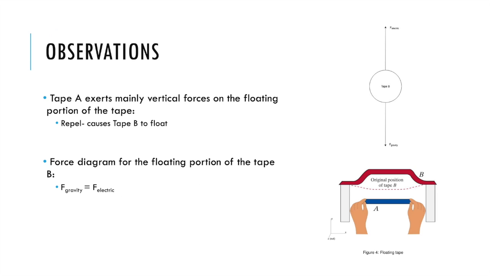As well, we know that tape A exerts mainly a vertical force on the floating portion of the tape, and they repel, which causes the tape B to float. And then the force diagram here on our right shows the floating portion of the tape B, where we have the force of gravity on the bottom is equal to the force of the electric field, which is the arrow pointing upwards.